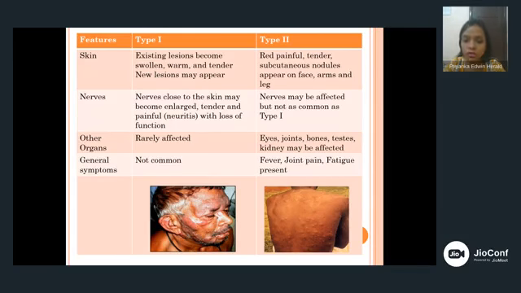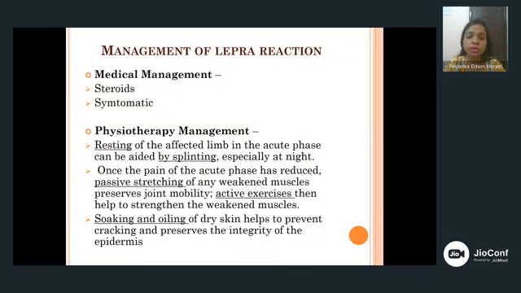So if any of these symptoms are present in the leprosy patient, then that patient comes under lepra reaction, or leprosy reaction, and we treat them accordingly. According to the medical management of lepra reaction, we give them steroids or symptomatic treatment. If he has any fever, we give antipyretics, or if he has pain, then we give painkiller drugs. So this is how we medically manage the lepra reaction.